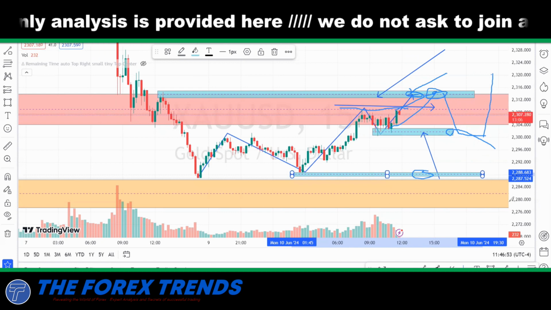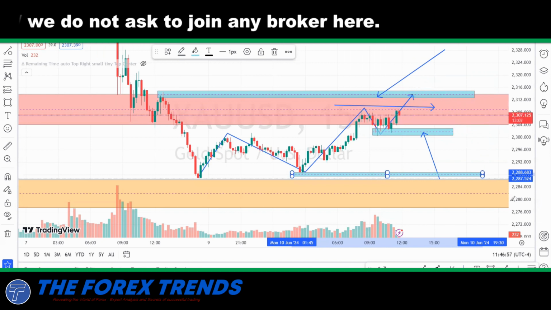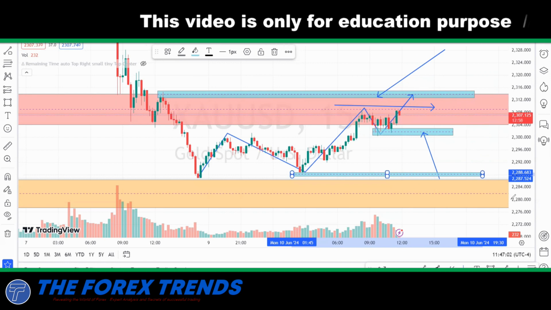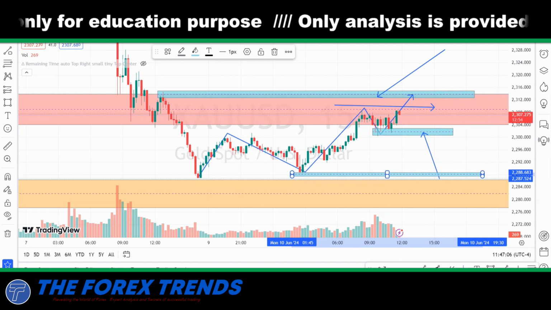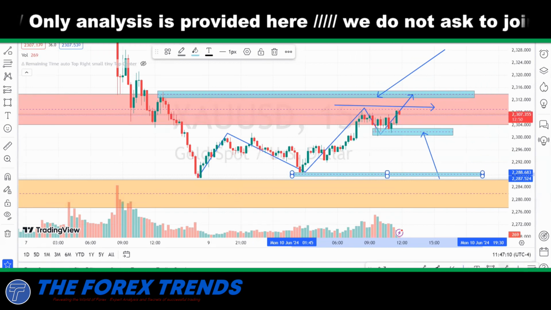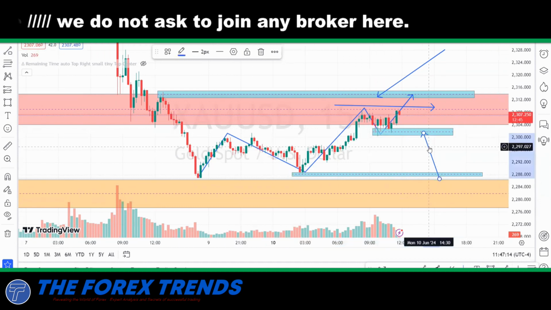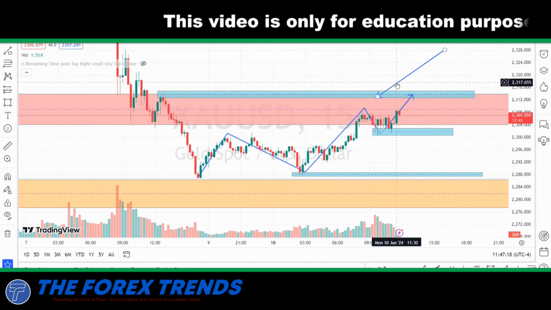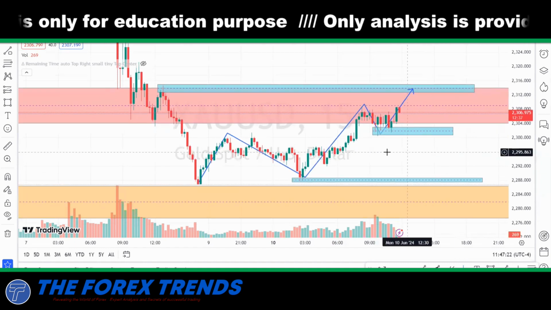So guys, wait for these setups only. Do not trade in the middle of these zones. Try to avoid overtrading in gold. It is really harmful to your funds and your trading psychology. So always avoid overtrading in gold. So these are all the setups for today and tomorrow.